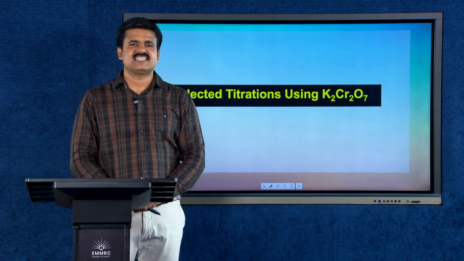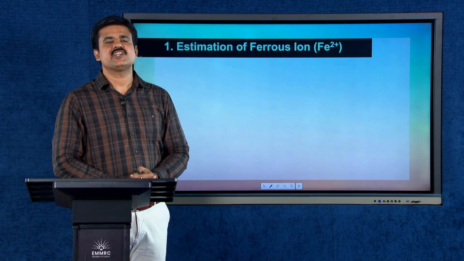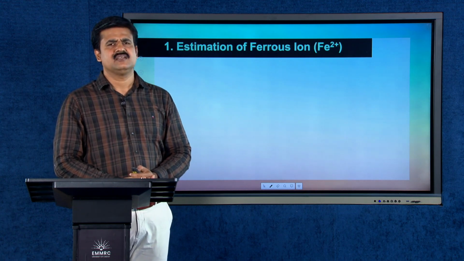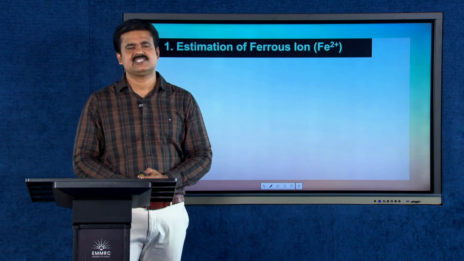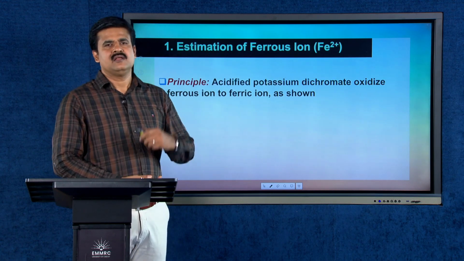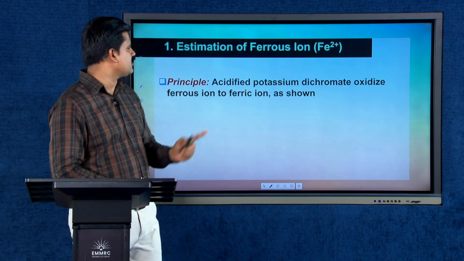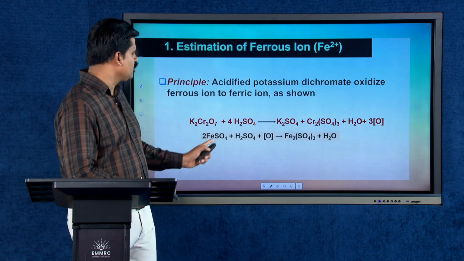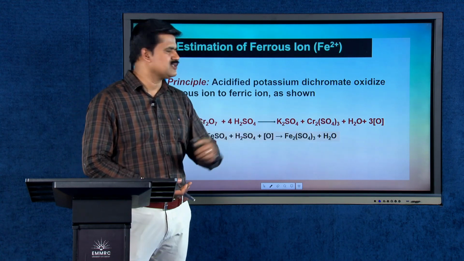Now we are discussing selected titrations using K2Cr2O7. First of all, estimation of ferrous ion, or Fe2+ ion. It is very well clear that Fe2+ is easily oxidized to Fe3+ by acidified potassium dichromate. So the principle of this estimation is that acidified potassium dichromate oxidizes ferrous ion to ferric ion, which is given by this expression. Look at the second expression: FeSO4 plus H2SO4 plus nascent oxygen gives Fe2(SO4)3.